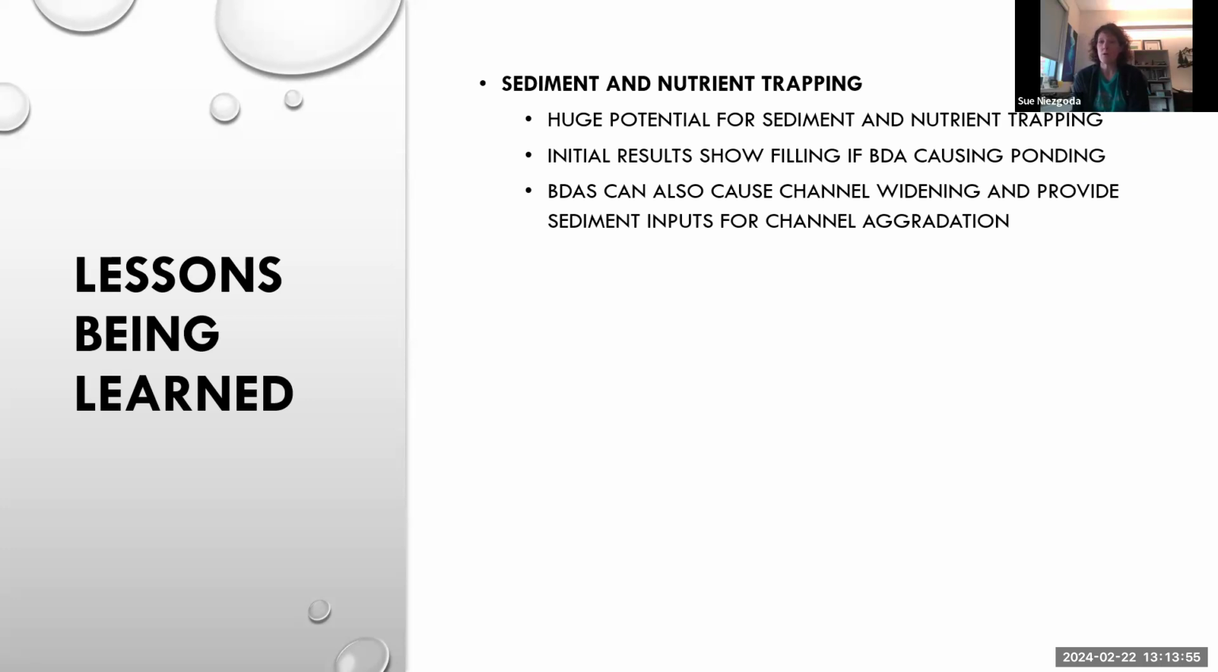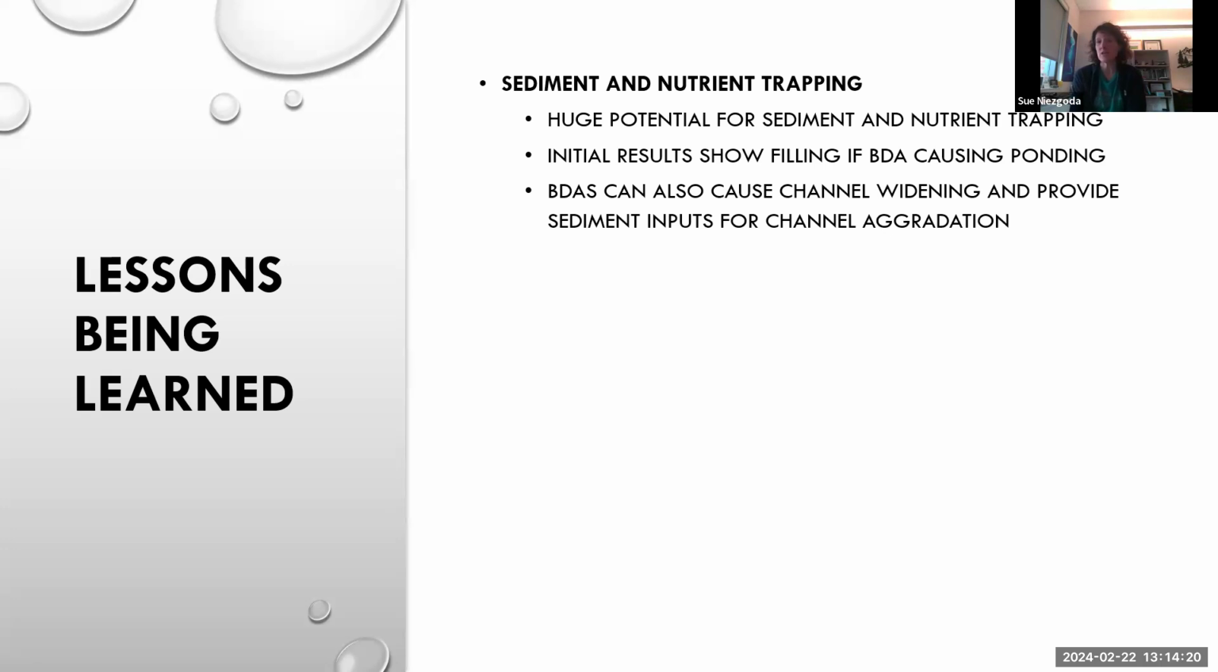We are showing in some cases some good aggradation and sediment trapping if the BDAs are creating the ponding that we want, which was their original intended function. But in addition, they can also create channel widening and the like, which can create sediment inputs for aggradation downstream. And so a BDA that doesn't pond is not a failure, right?